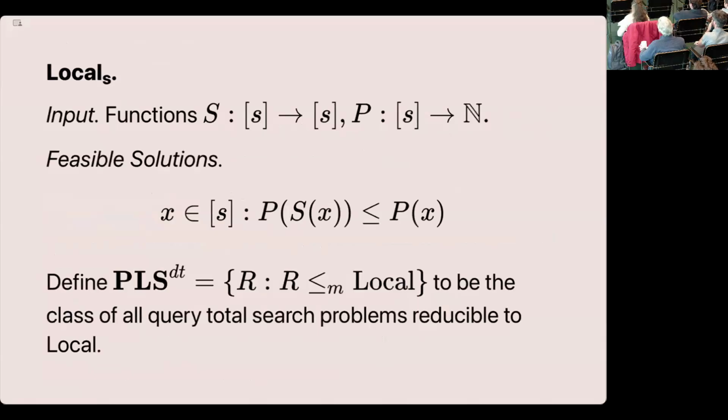So let's just see an example. If we go back to this local problem that we saw a couple slides ago, if I have these two functions s and p, and now the feasible solutions are going to be exactly the same, this PLS to the DT class is just going to be the class of all the total query search problems that are reducible to this. Okay, cool.